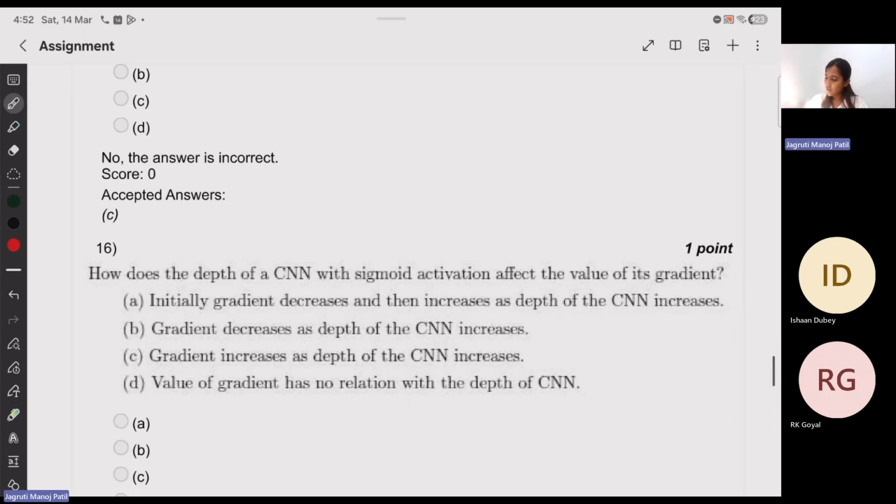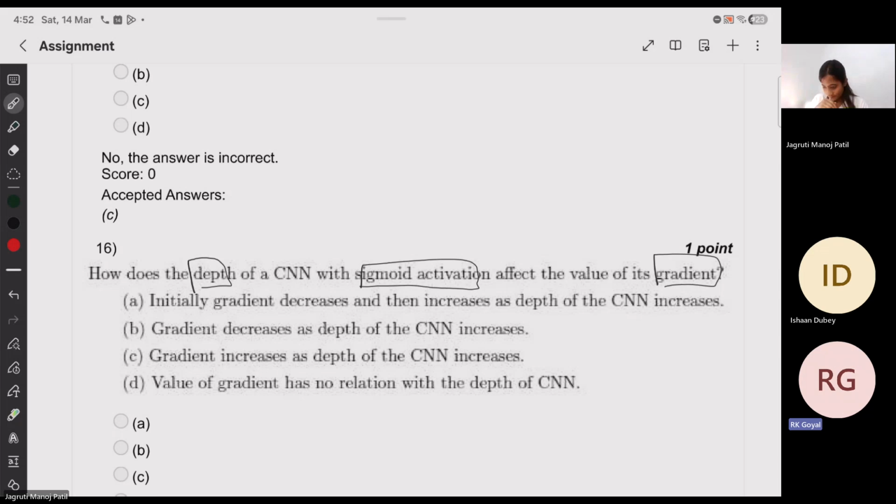How does the depth of a CNN with a sigmoidal activation affect the value of its gradient? There are three terms here. You have depth, then you have a sigmoidal activation, we looked at the function last time, and then you have the gradient. The options are: initially gradient decreases, then increases as the depth of the CNN increases; gradient decreases as this, gradient increases as that increases; value of gradient has no relation with the depth of the CNN.